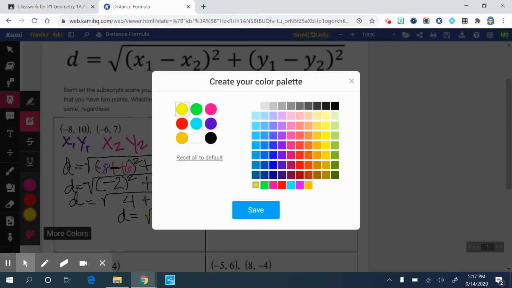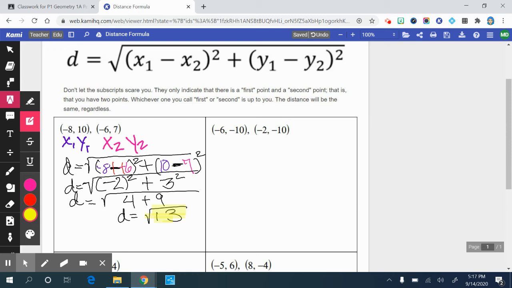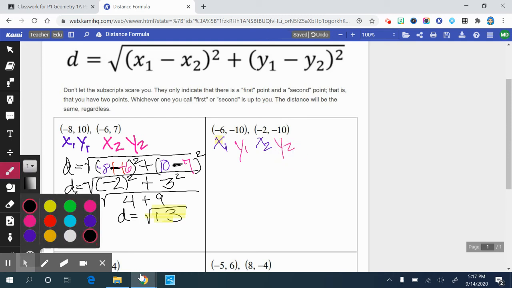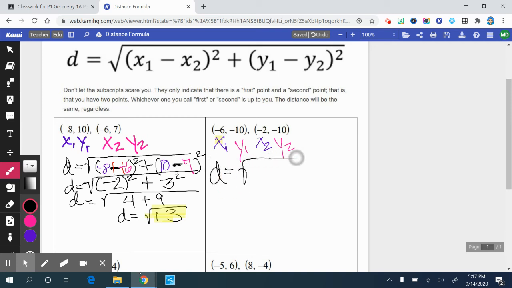Okay, I'm going to come over and we're going to do this problem to the right of it next. So again, I want to label my x1 and x2, and then y1 and y2. Then we're going to write out our formula. d is equal to the square root, and I want to put in the minus signs before I plug in the numbers so I don't accidentally forget about a negative somewhere.